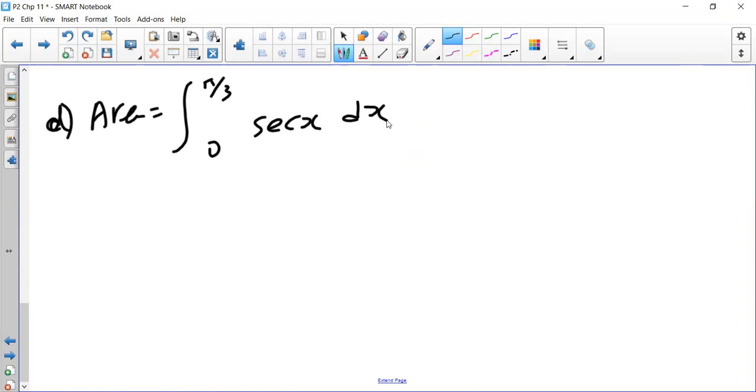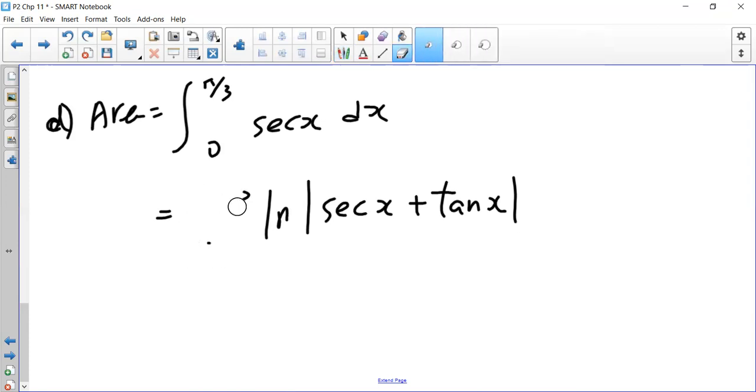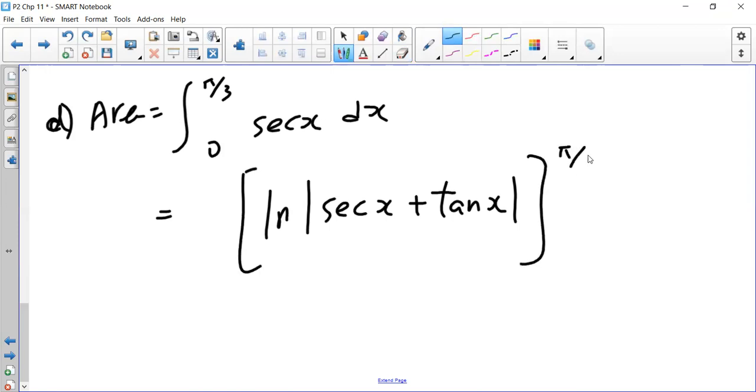To integrate sec x, we can use a formula booklet. The formula booklet gives you ln, with a modulus sign, of sec x plus tan x. Keep the modulus sign because you never know if that gives you a negative value or not. Oops, actually it shouldn't be that. Because we've integrated, sorry, it should be a square bracket, not the integral sign.